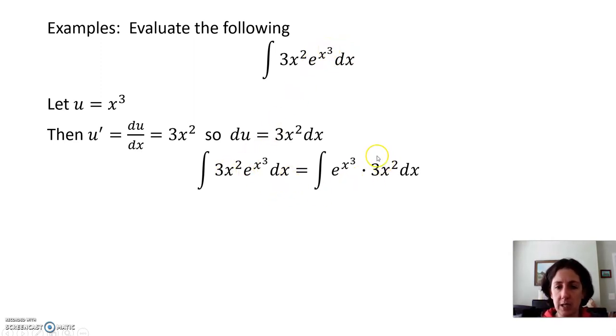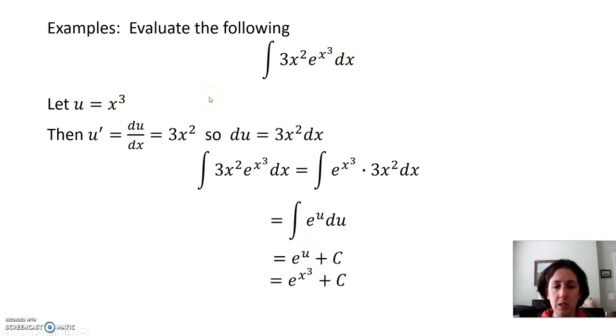So here's that 3x squared dx, and here's that x cubed, and we can do our substitution. Notice I just switched these so that you could easily see that right there is going to be equal to du, and we have e to the u du. That's something that we can easily integrate. We know that the antiderivative of e to the u is e to the u plus c. And of course, we were originally trying to integrate with respect to x, so we're going to replace our u, which was x cubed, and we have that the antiderivative of 3x squared e to the x cubed dx is e to the x cubed plus c.